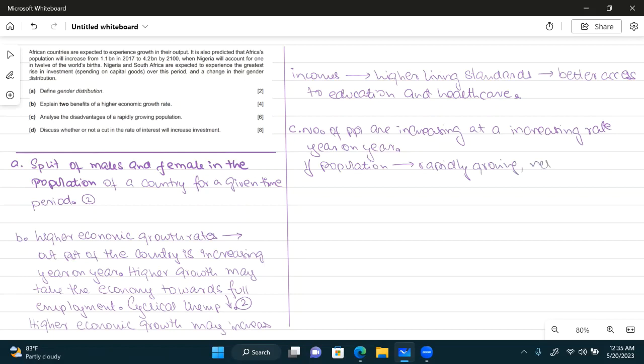resources may not grow at the same rate. What will happen because of this? Overcrowding of resources, or since the country is overpopulated, the GDP per capita may start to fall.